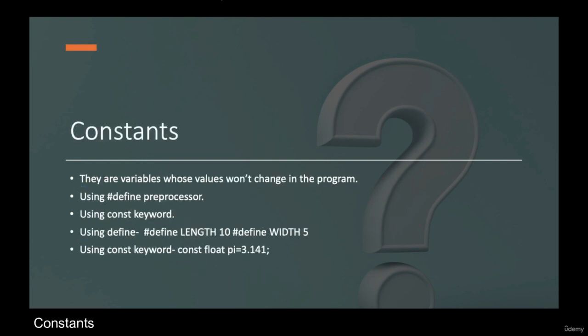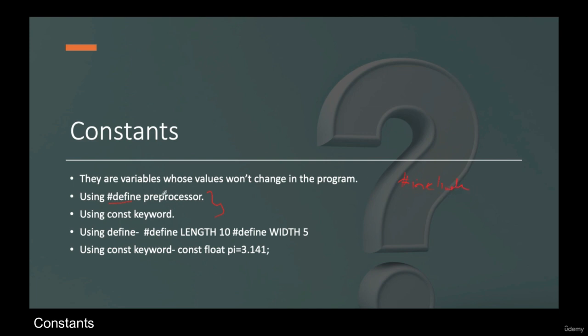Now we have constants. Constants are also variables, but their value will not change in the program. Once we define a constant in a program, it will remain the same. We cannot change the value of that constant. If we try to change the value, it will result in an error. Here you have two ways to declare a constant, the first using the hash define preprocessor. We have already studied hash include. It's a preprocessor with a specific meaning which tells the compiler to include all the associated files needed for executing that program.